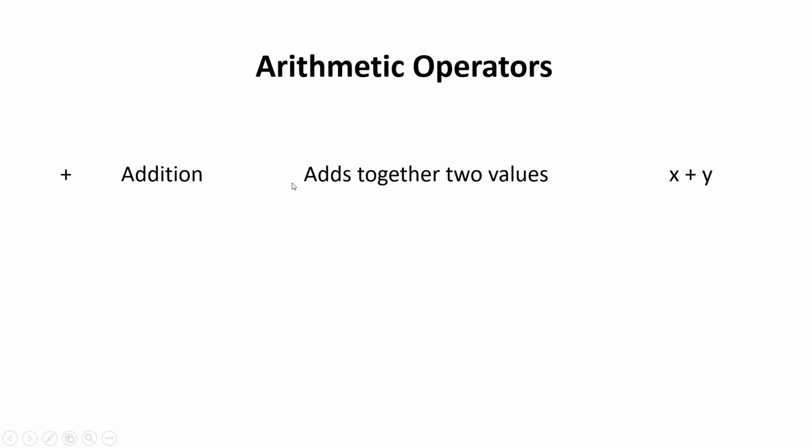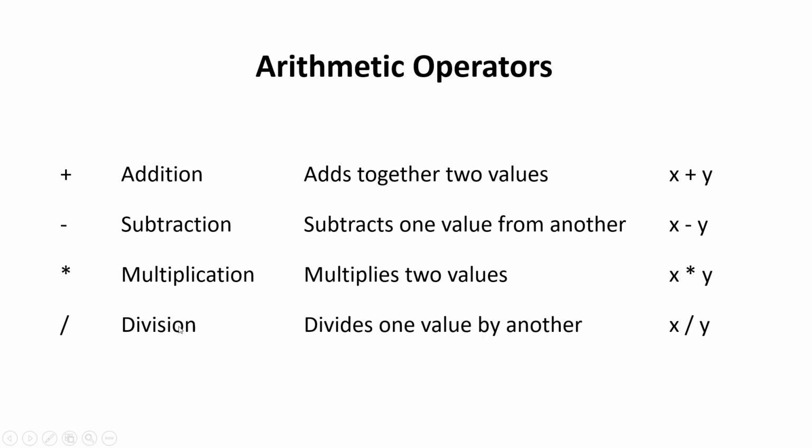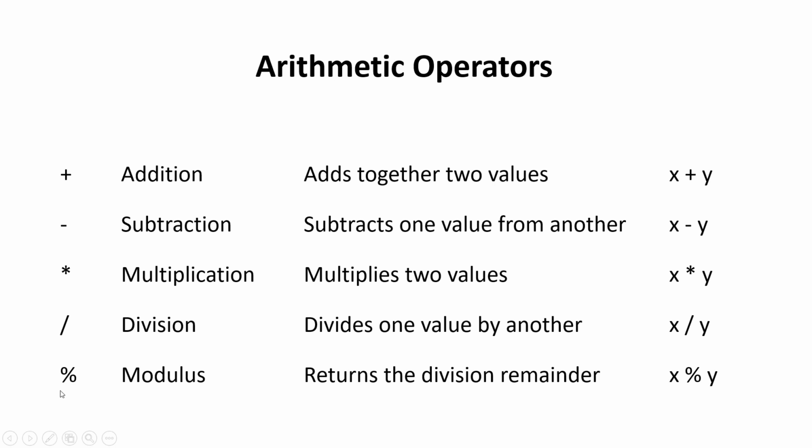Plus, addition: this operator adds together two values, x plus y. Minus, subtraction: subtracts one value from another, x minus y. Multiplication: the asterisk symbol is used for multiplication in C++. It will multiply two values, x multiplied by y. Division: it will divide one value by another, x divided by y. Slash is used as division in C++. And modulus returns the division remainder.